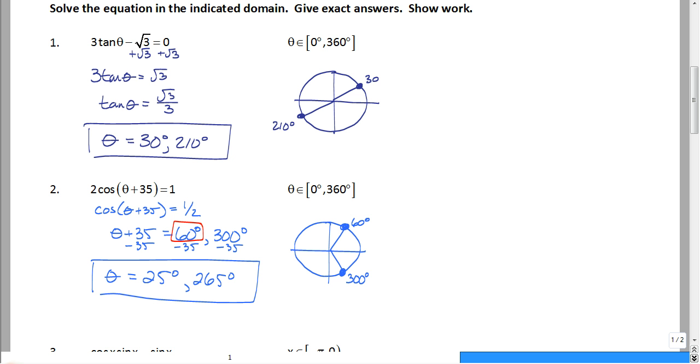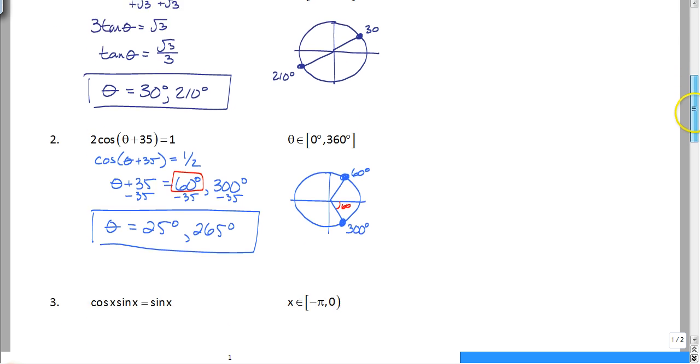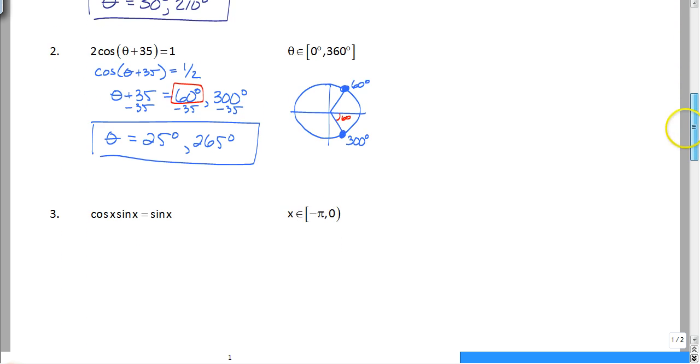So 60 degrees for cosine. Cosine is positive in quadrants 1 and 4. So if we take the reference angle of 60 degrees in quadrant 4, that's going to give us a 300 degree angle. So that's when you have that theta plus 35 is equal to 60 and 300. Subtract 35 from both, and you are good to go with 25 and 265. All right? Next problem. Number 3.